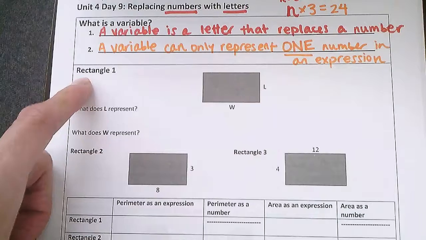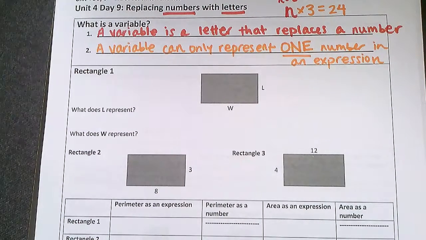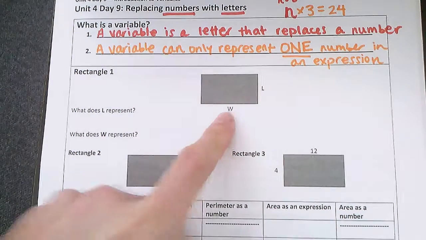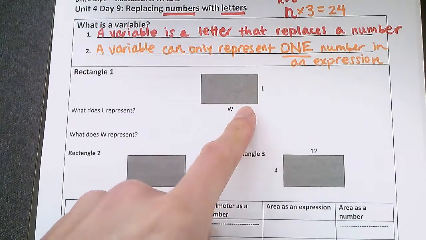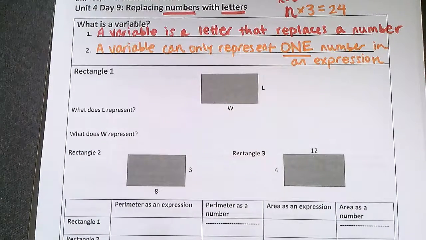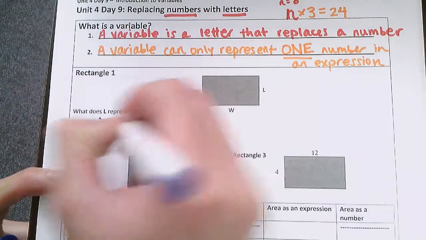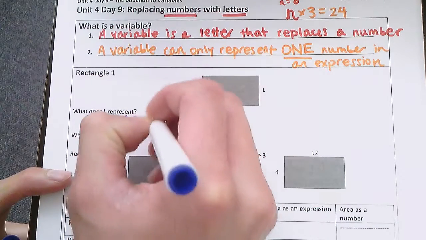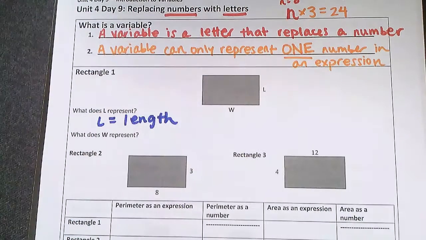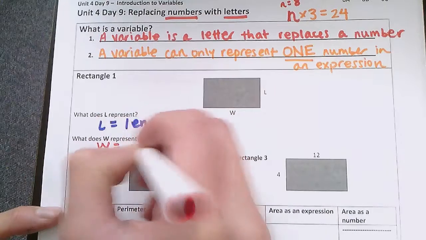Now let's take a look at these rectangles, because variables can also be used with shapes. In rectangle 1, we have a variable L and we have a variable W. And so what does L represent in a rectangle? Well, anytime you're working with rectangles, the L will always be the length. So we'll say that L is our variable, and that is equal to the length. What does the W represent? In a rectangle, the W is always equal to the width.